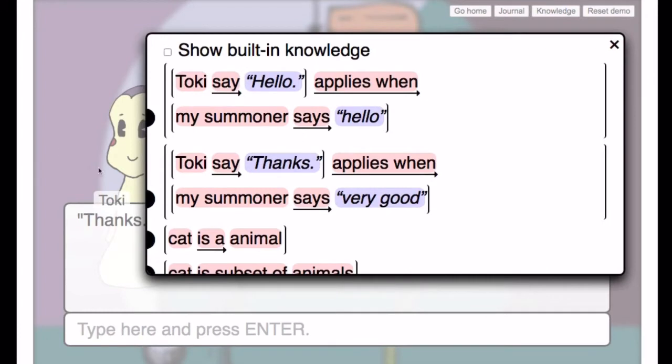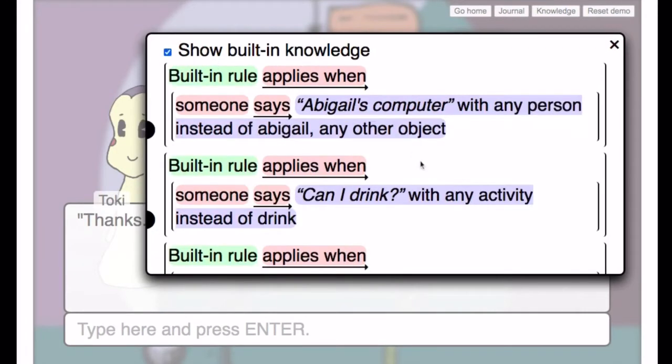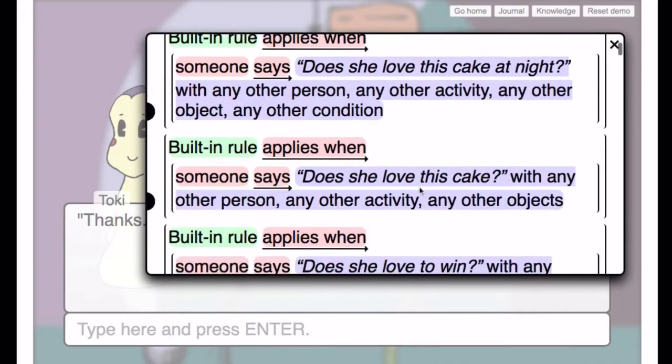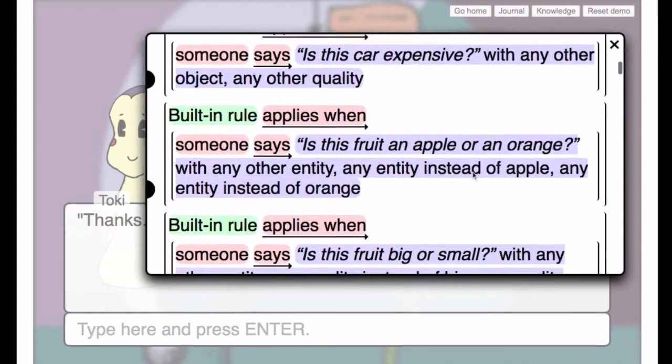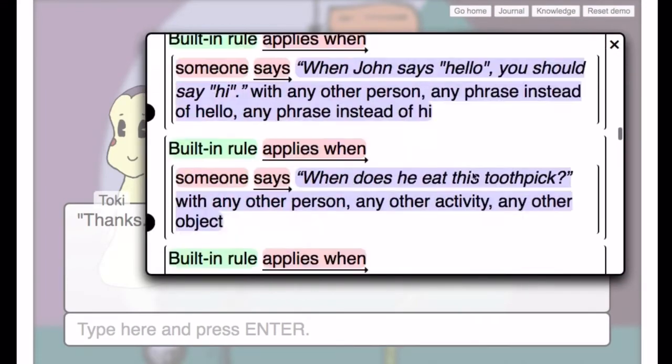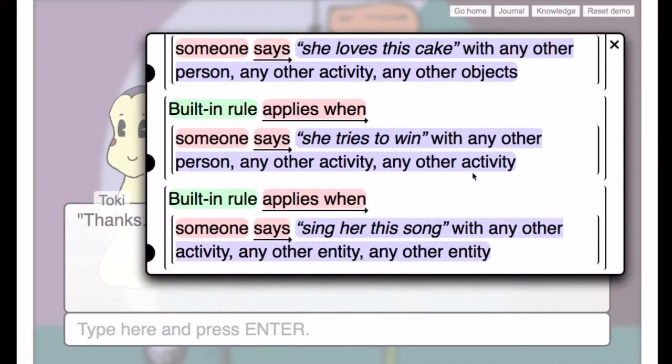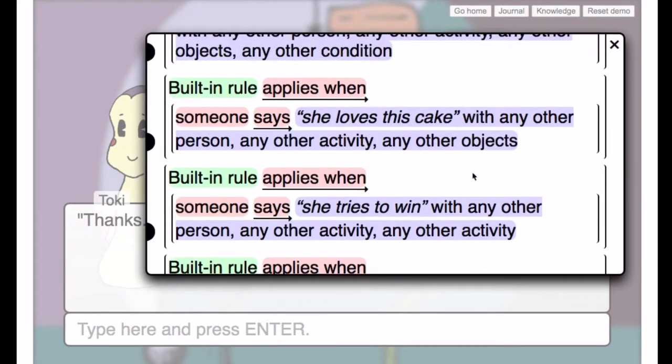There are also tons of built-in rules. If we click this, like everything for how to understand a question or stuff like that. There's quite a few of these, and some of them are super general. Like someone does something with something else.